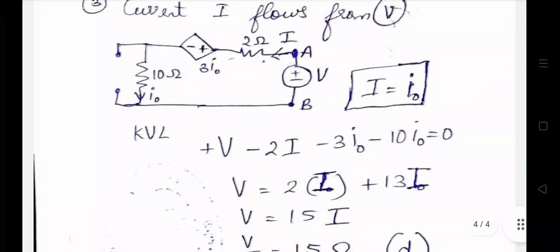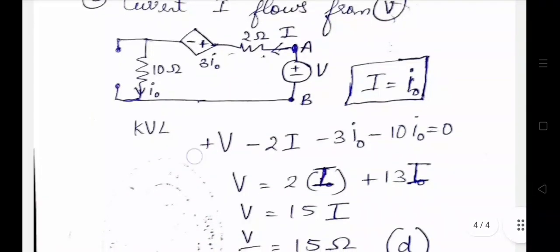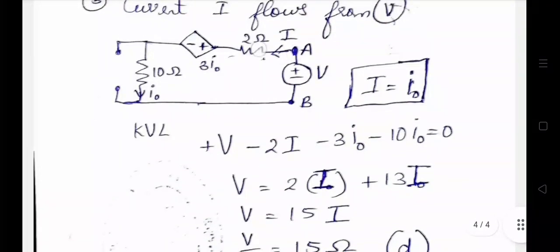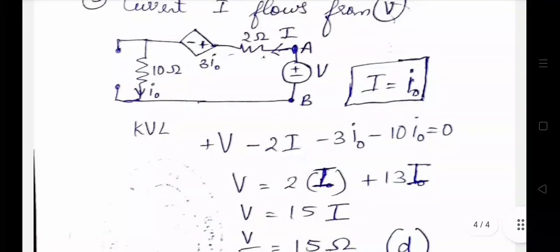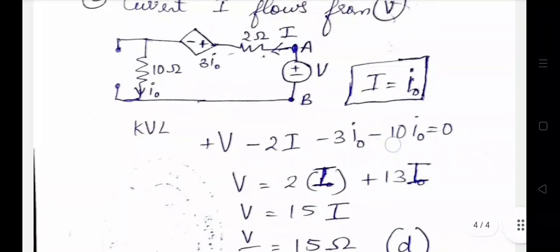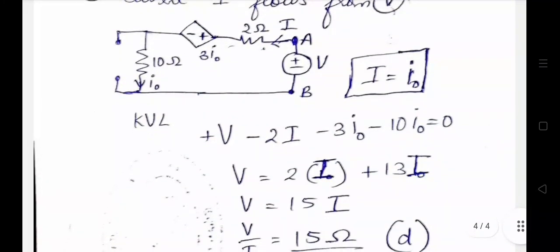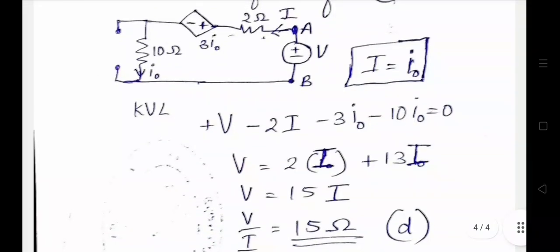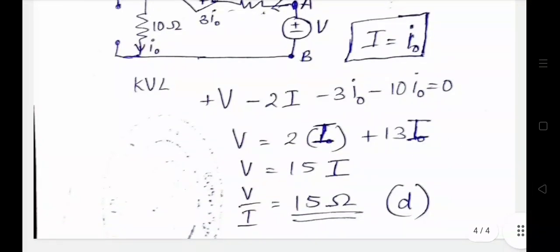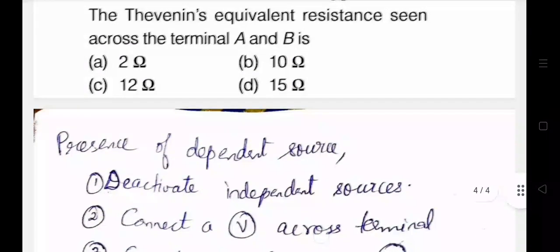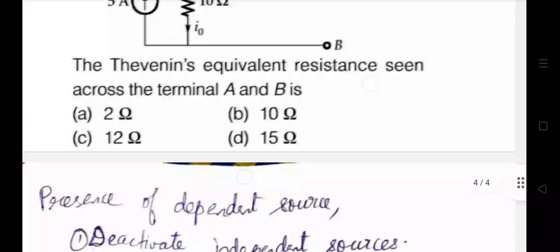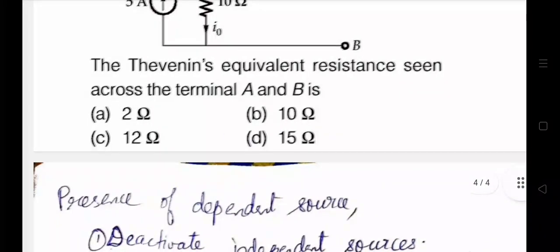Now let's apply KVL in this loop. That means plus V minus 2I, here 2 ohm, that is minus 2I, minus 3I0, minus 10I0 equal to 0. We know this I0 is I. So V is equal to 2I plus 13I, that is 15I. That means V by I is equal to 15 ohm. So this 15 ohm is the Thevenin's resistance across the terminals A and B. Let's see the options. From the options we know option D is the right answer.